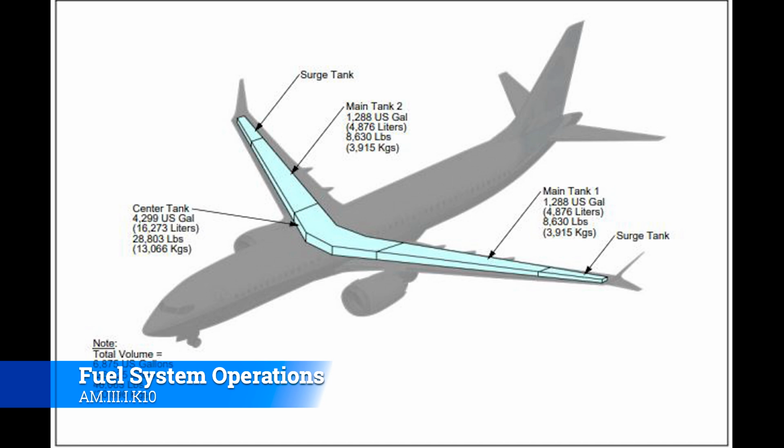So you have EWIS checks at different intervals, depending on the way the airplane's maintained, like your different A checks, B checks, C checks, and so on and so forth. All right, so the other one to notice is that there's surge tanks.